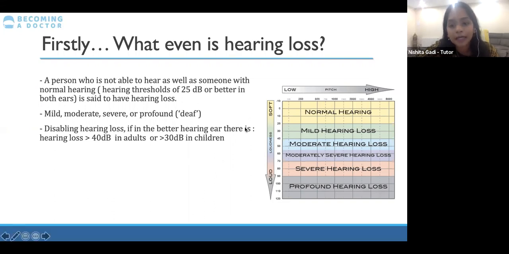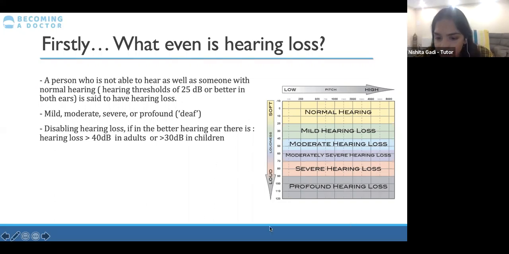And disabling hearing loss is not in this diagram, but the term disabling hearing loss is used, and that is if in the better hearing ear, so the ear that you hear the best with, there is hearing loss of over 40 decibels in adults or over 30 decibels in children. So that would be disabling hearing loss if that's in the better ear, and the worse ear has even severe hearing loss. I hope that makes sense.